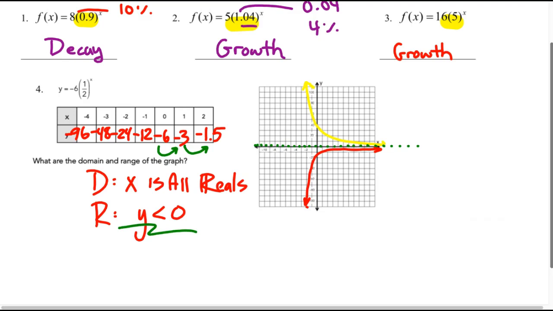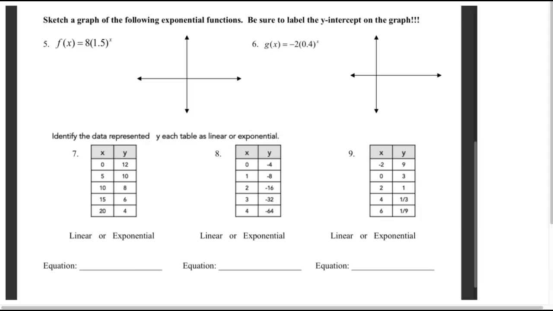Okay, moving on to number 5. Sketch a graph of the following exponentials. Be sure to label the y-intercept on the graph. So this is where we want to find if it is decay or growth, and then find your starting point and sketch a little graph. Doesn't have to be perfect, just a sketch.